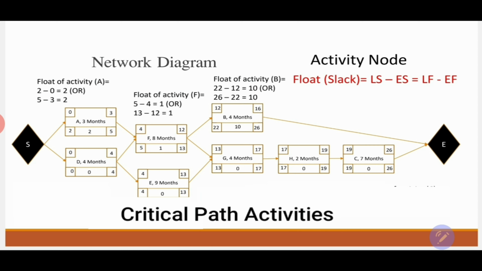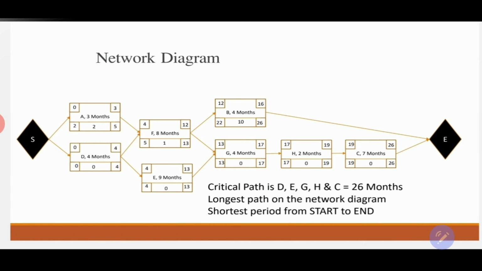So from doing the backward and the forward pass, I'm calculating the early starts and the early finishes and the late starts and the late finishes, and then I'll be able to determine what's going to be the float for every activity. And if I know that an activity has a float of 0, then that activity is on my critical path. What does critical path mean? It means the activities that I cannot delay in my project, otherwise the project will be delayed.